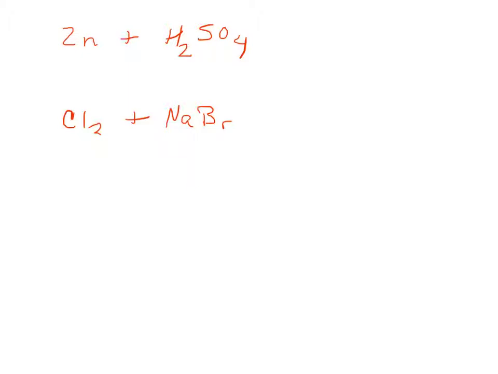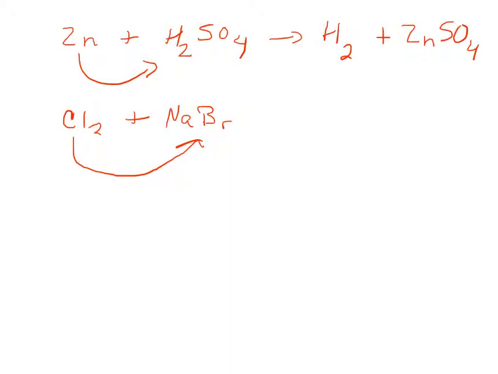All right, let's do this example. First thing we would do is look on the chart and say, hey, can zinc replace hydrogen? Yeah, it can. So we get some hydrogen left on its own, which would be H2. And then what's our compound? Well, zinc is 2 plus, and sulfate is 2 minus, so we get ZnSO4.